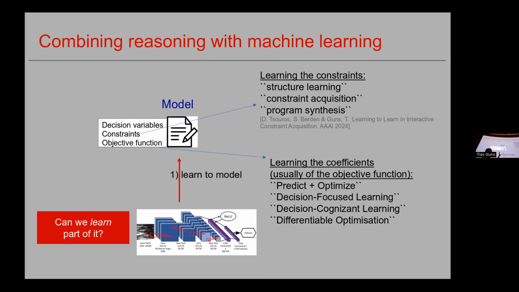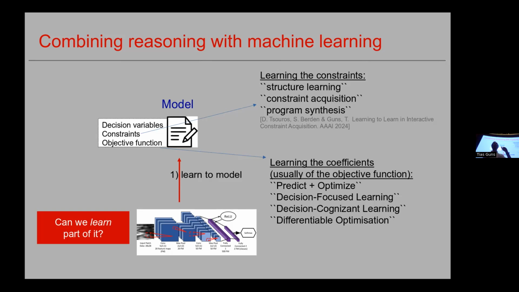But if the structure is known, so you know what kind of objective function structure there is, for example, or constraints, then the goal can be to learn the coefficients, to learn the prices, volumes, and so forth. And so that has many different names: predictive, optimized, infox learning, decision cognizant learning, and so forth. And so that we will talk about this.